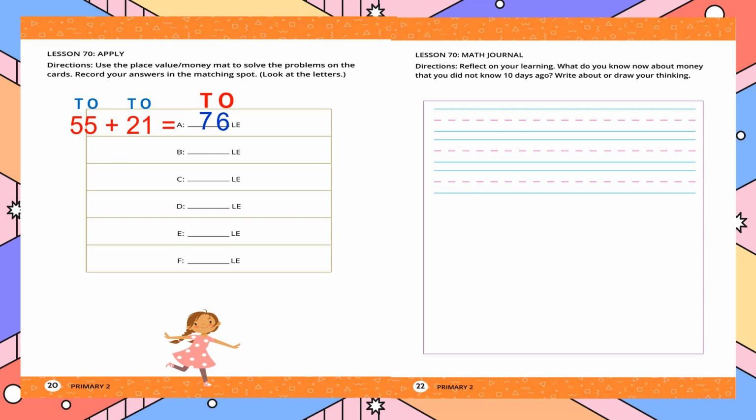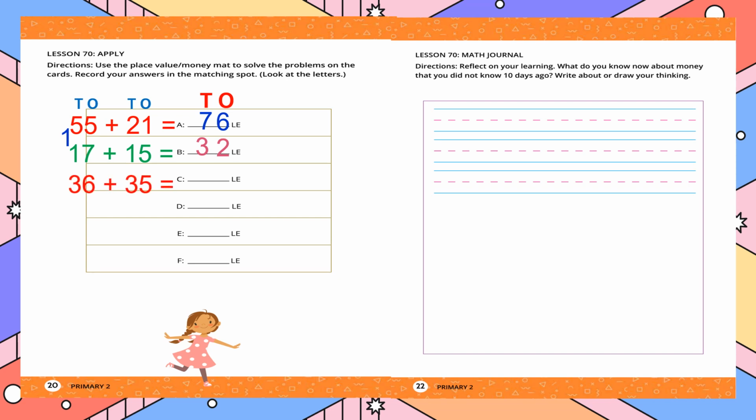Next one, 17 plus 15. As we said, we start with ones. 7 plus 5, after 7, 8, 9, 10, 11, 12. Can we put all 12 in ones place? No, we put only 2 and carry up 1 in tens. 1 plus 1 equals 2. 2 plus 1 equals 3. 32 LE.